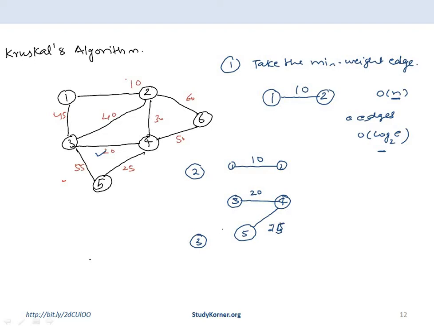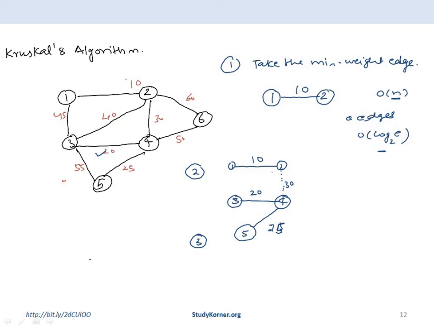Then I take another edge which is minimum. The next minimum edge is 30. Can I include 30? Yes, 30 can be included in the spanning tree. So I redraw 30 here. Okay, so it should be included. Then the next edge is 40. I cannot include 40 because this will form a cycle here.